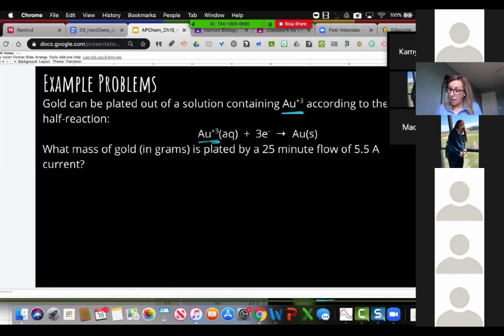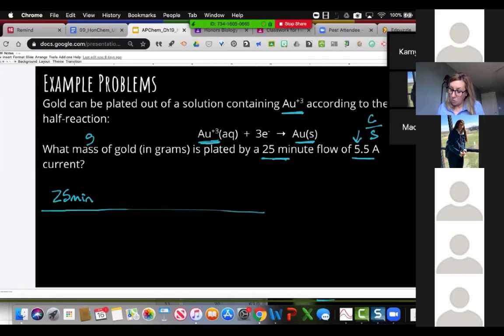So we're going to take gold plus 3 and change it to solid gold. We want to know how many grams of gold is plated out by a 25-minute flow of 5.5 amps of current. So what we're going to do is start with our time. We're going to take 25 minutes. And an amp, the conversion that we're using for amp is a coulomb per second. You'll see how that fits in there in a second. So we're starting with 25 minutes. We're going to convert it to seconds because of this measurement over here. There's 60 seconds in 1 minute.